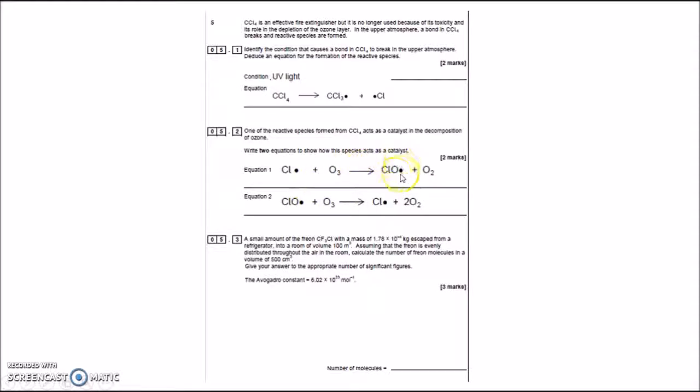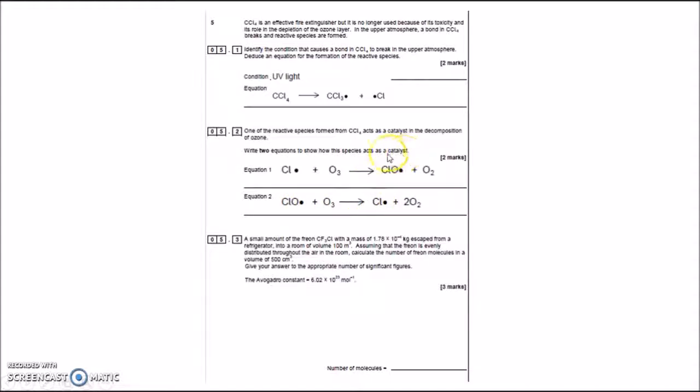So ClO dot, the radical that's been made, reacts again with O3. Now, if it's making O2, look at this: O, O3, there's 4 O's on this side of the equation. I can balance that straight away by putting 2 in front of the O2, and now all the oxygens are accounted for and balanced. The only thing that's left, I've not used a Cl, there it is, and I've not used a dot.